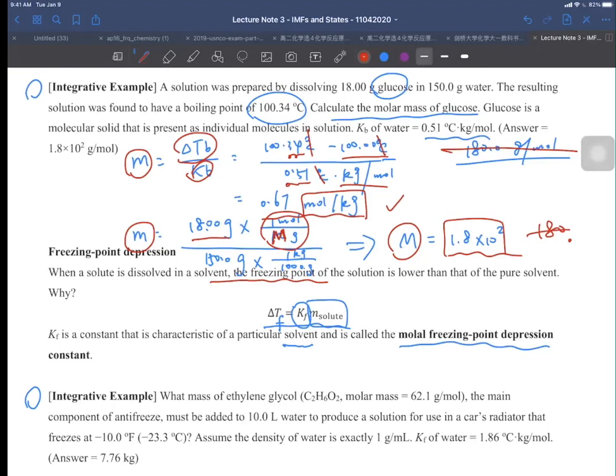So 3 parts. First, how to express the molality. Second, how to use the equation, the boiling point elevation. Lastly, how to take care of the significant figures. Any question about these 3 points?